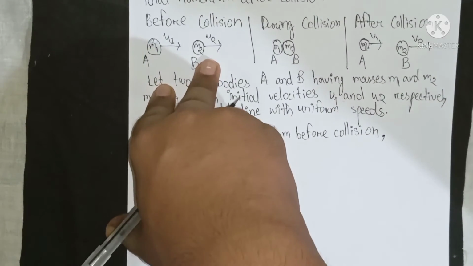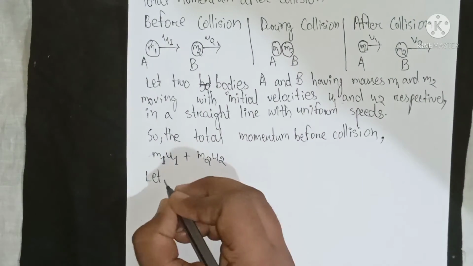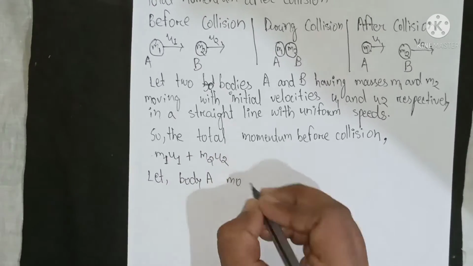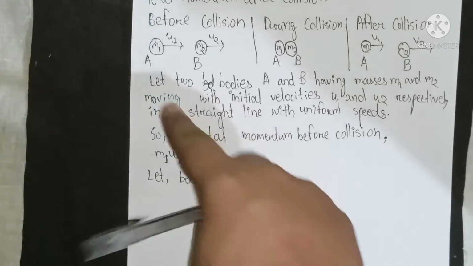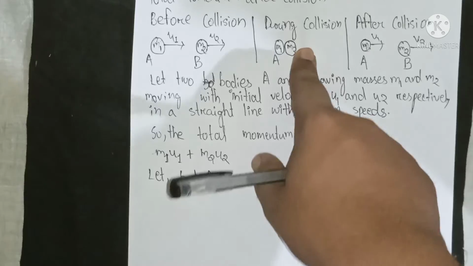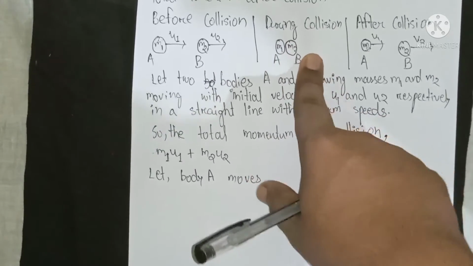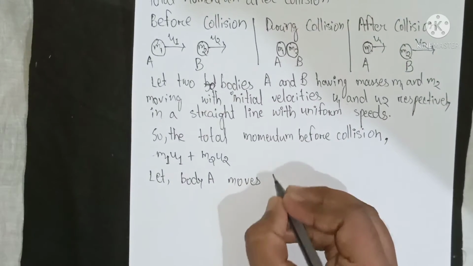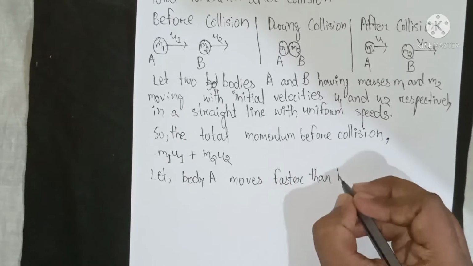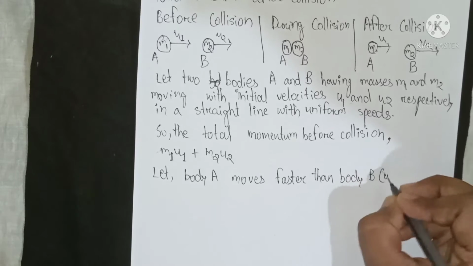Now we have to find the after-collision scenario. Let body A move faster than body B. As I said, if body A is moving faster than body B, then at some future time it is possible that body A will crash into, or collide with, body B. So A moves faster than body B.